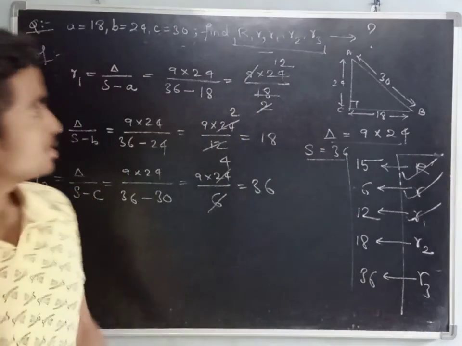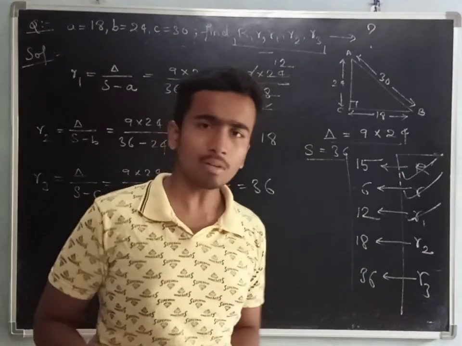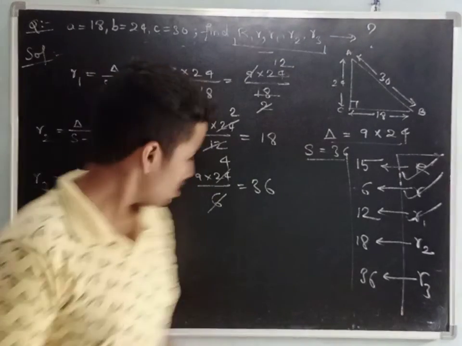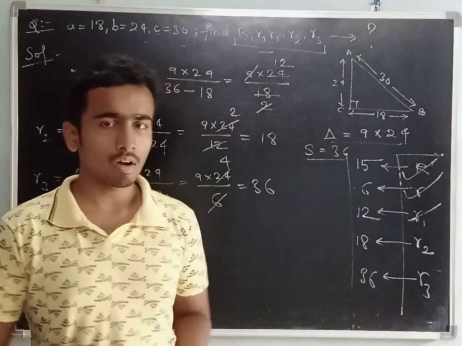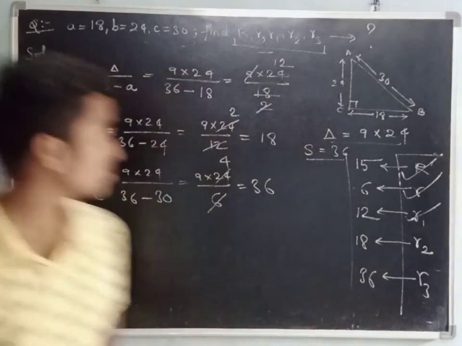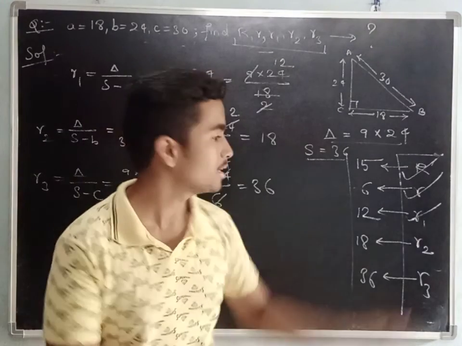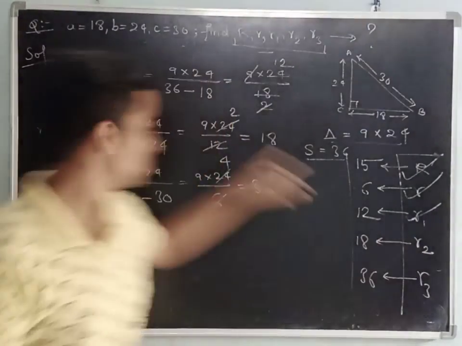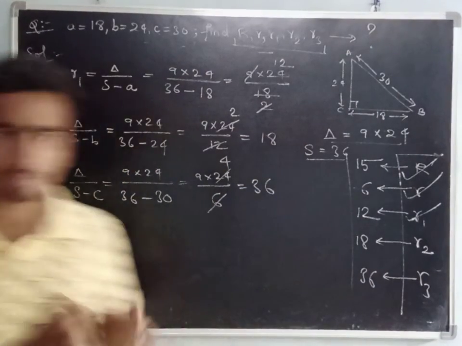Okay. Here, the questionnaire has asked us to find all these values. So, we have found all these values by using some basic formulas. Okay. This is how we can use these formulas in finding any value, either side or any radius. This is how we can prove using all these basic formulas: capital R is ABC by 4 delta, small r is delta by S, R1 is delta by S minus A, R2 is delta by S minus B, R3 is delta by S minus C. Using basic formulas. Okay, that's it for this video.